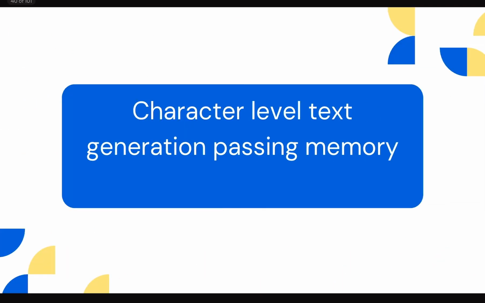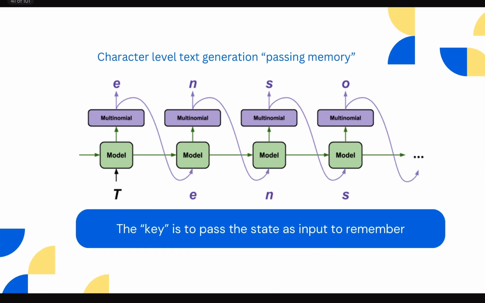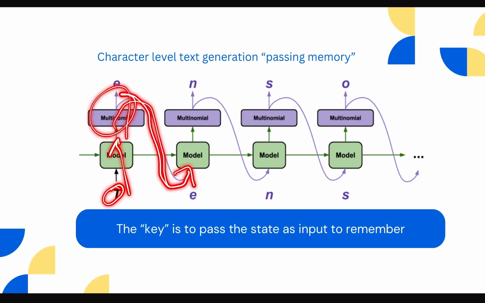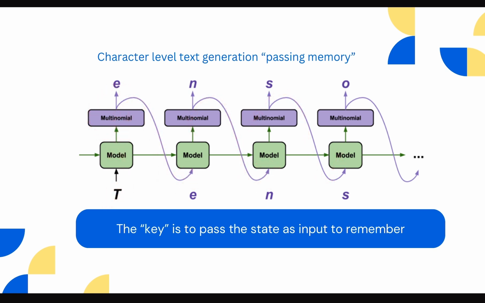How do we solve this problem? How do we actually pass longer sequences? We can do it at a character level, passing a state to a different neuron and the next neuron and so on. Just look at this example. I have a word T passed to a neuron, and it generates a context. This context is passed to the next model, and the next model, and the next model, and so on. This is very much like passing memory. So the key is to pass the state as input to remember.